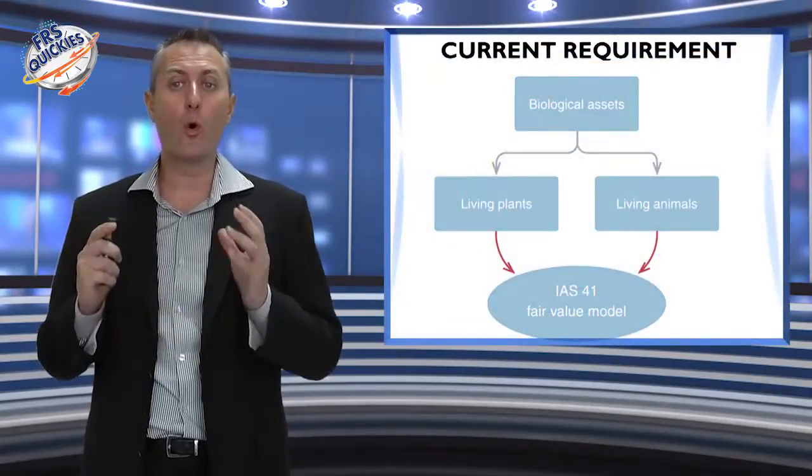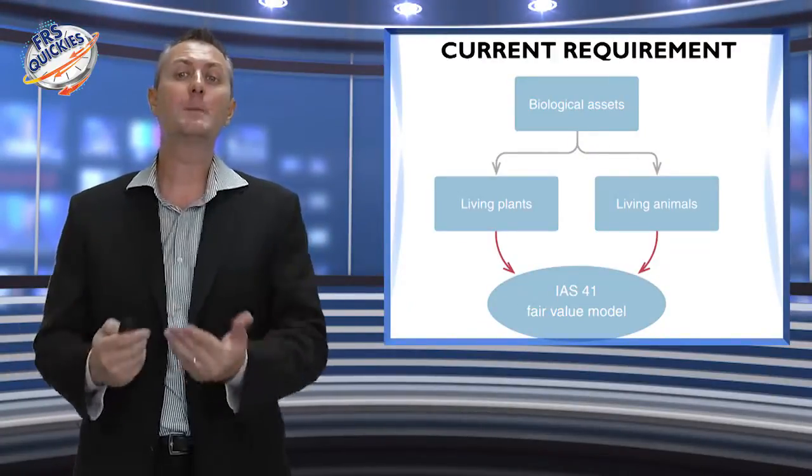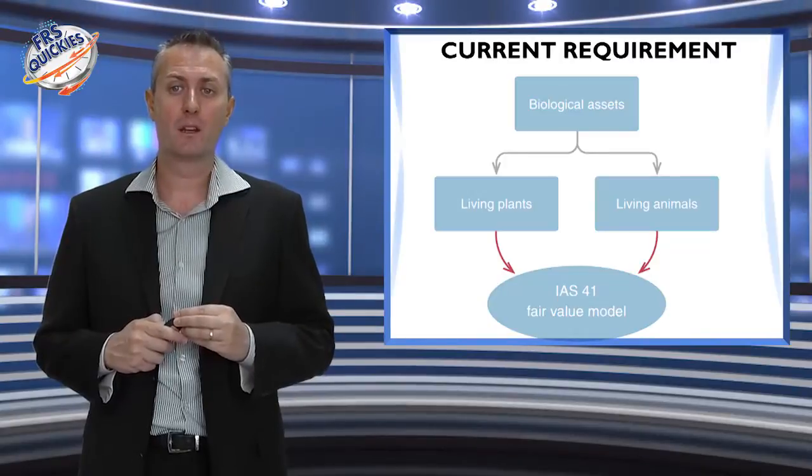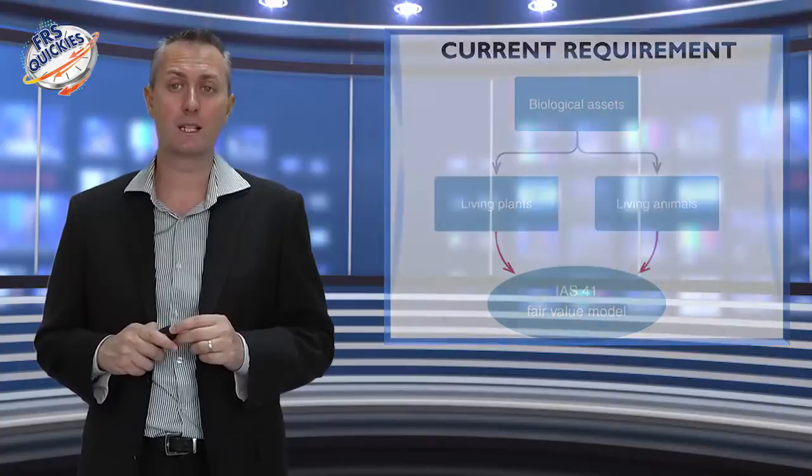Welcome to our Quickies video dealing with the amendments to property, plant and equipment and agriculture. Now, if you take a look at IAS 41 on agriculture, the current requirement is that all biological assets, whether they're living plants or living animals, need to be accounted for under IAS 41. Remember, of course, IAS 41 is a full fair value standard requiring you to fair value these items.